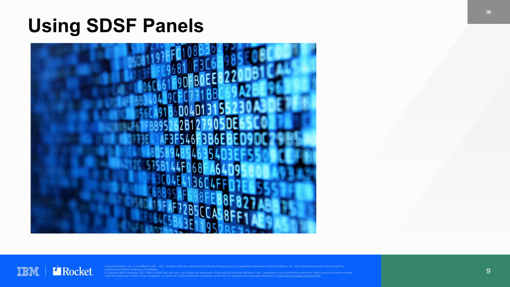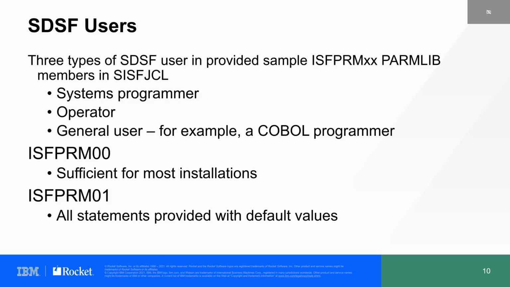So a little bit about basic channel usage now. We think of our SDSF users in three broad groups: the systems programmer or technical administrator, operators, and what we call general users. A good example of that would be just a COBOL programmer. Typically the general users only care about seeing their job and their output inside the product, and they have a limited set of functionality within SDSF.